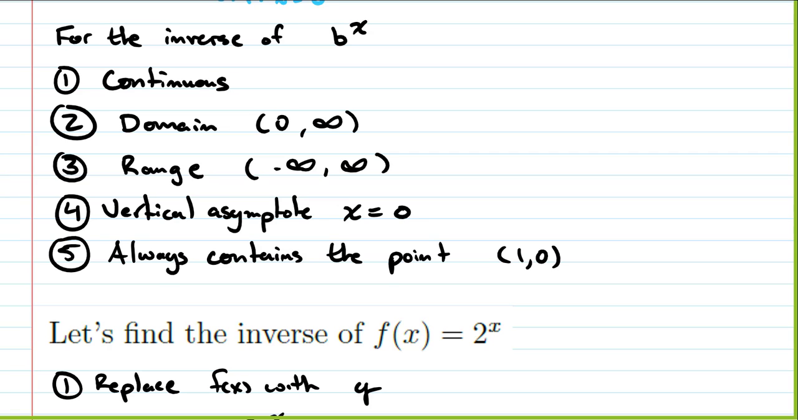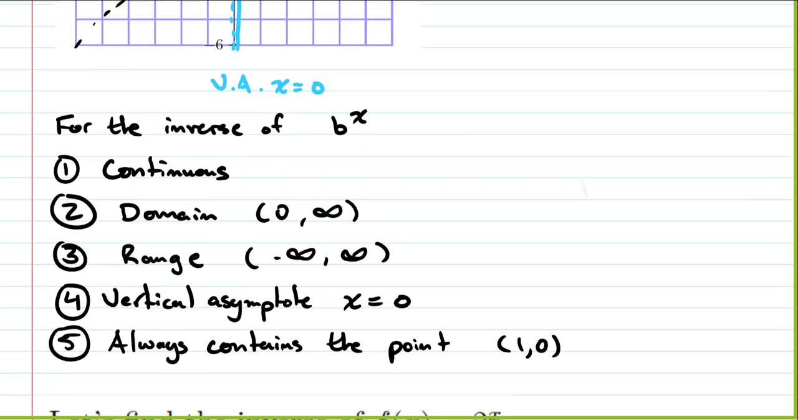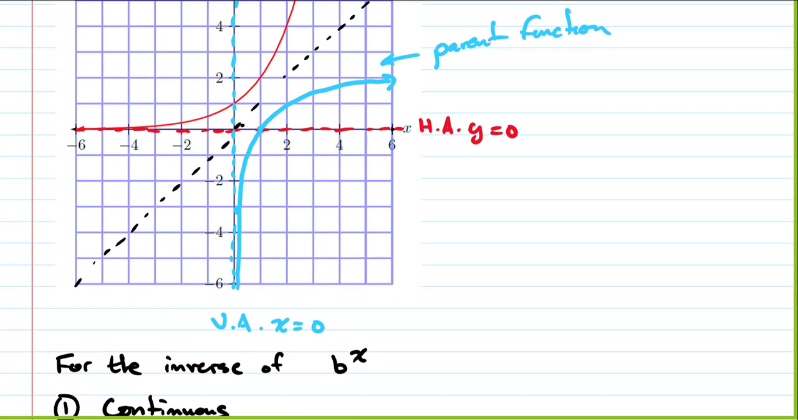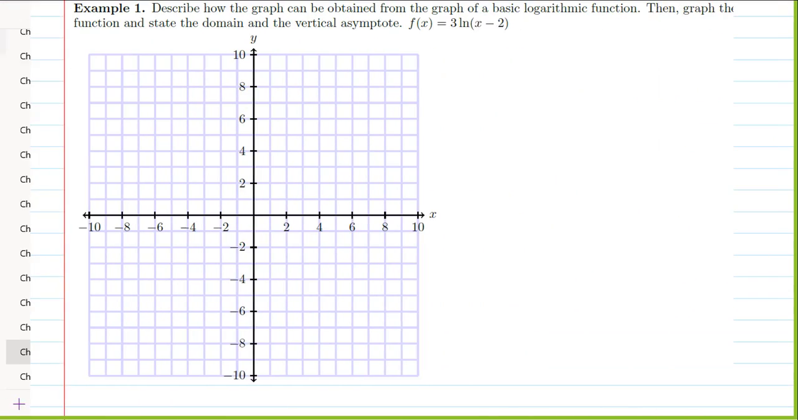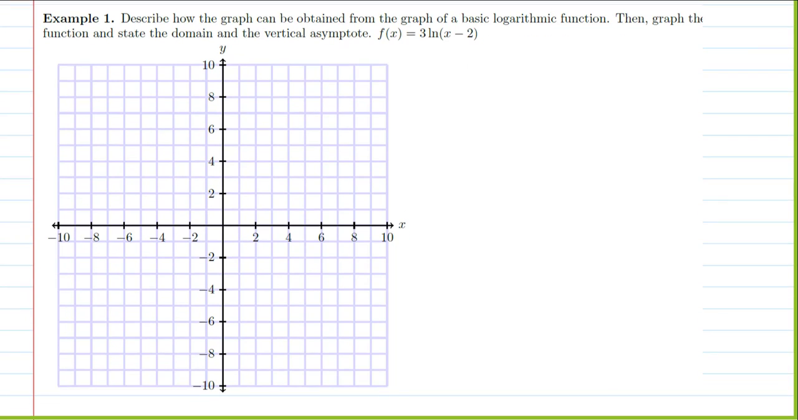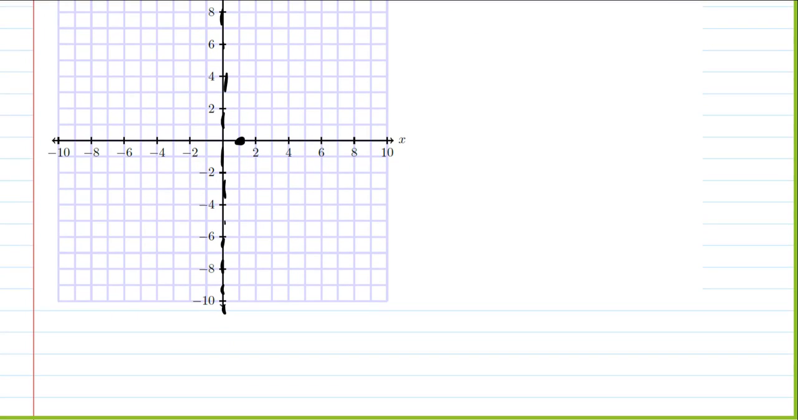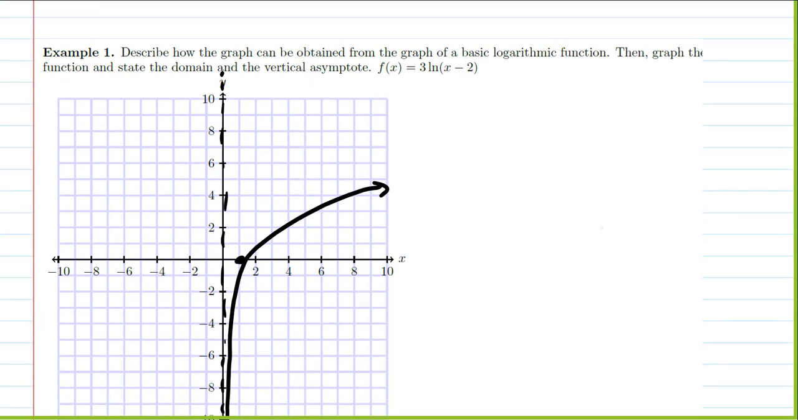Its domain goes from 0 to infinity. Its range is going to go from negative infinity to infinity. Its vertical asymptote is x equals 0, and it will always contain the point 1, 0. So that gives us our basic shape that we're going to need in order to draw our logarithmic function. So our parent function, we know, looks something like this for our logarithm.